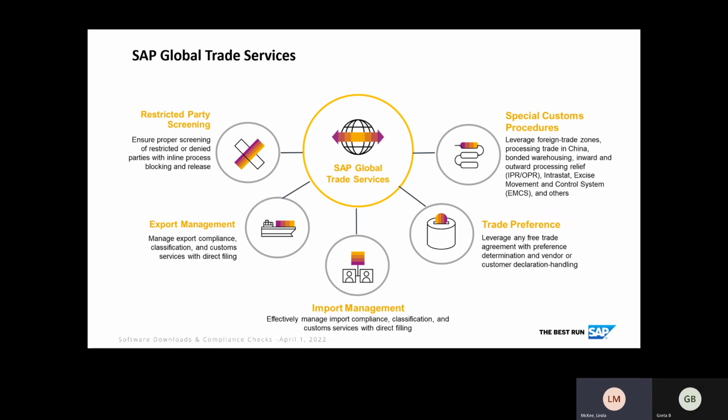And then there's a final area that we just refer to as special customs procedures. So things like looking for opportunities to minimize, or in some cases eliminate, duties or a lot of the fees associated with your cross-border movements, things like foreign trade zones in China, bonded warehousing, IPR, OPR in Europe, China processing trade, and then some other capabilities such as Intrastat in the EU.